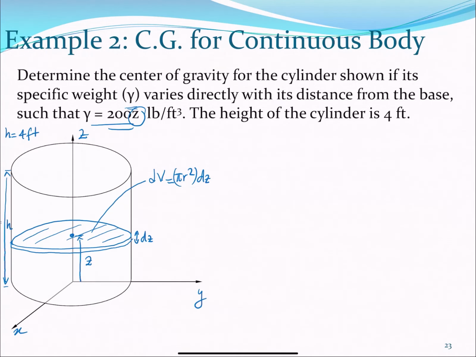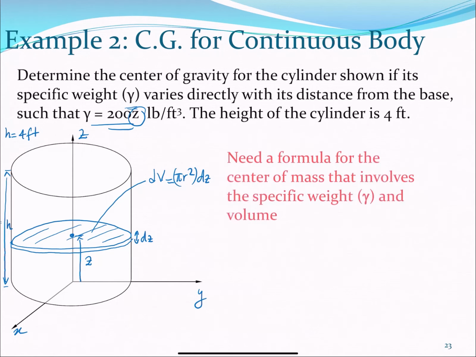So in this slide we have our drawing, and I think the first step, and you would agree with me, is that we need to find the right formula.